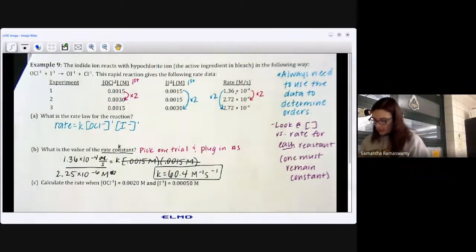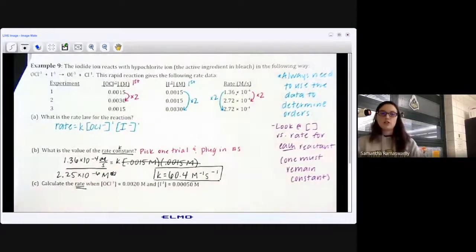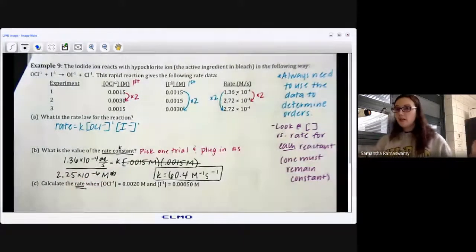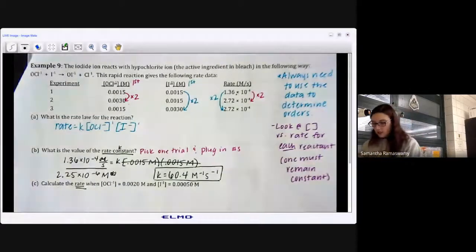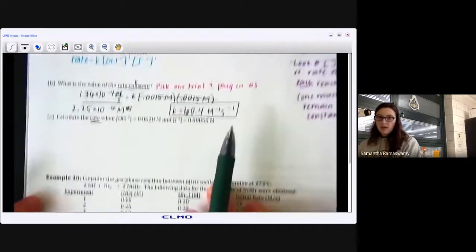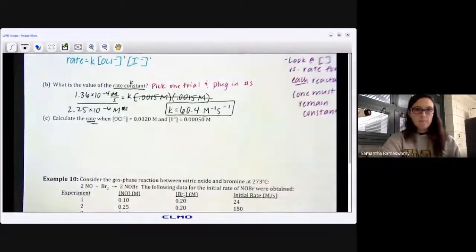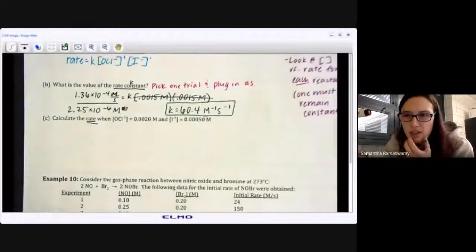So then part C says calculate the rate. So you have to pay attention to rate constant, concentration. Calculate the rate when OCl minus is 0.002 and I minus is 0.0005. So again, once you have the rate law, everything goes back to the rate law. You use the rate law to calculate everything.